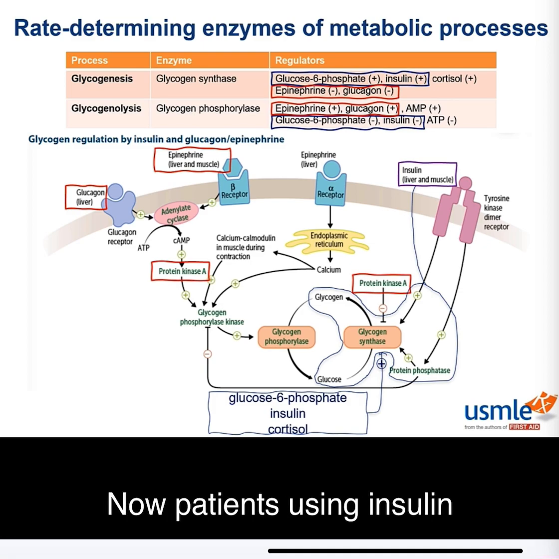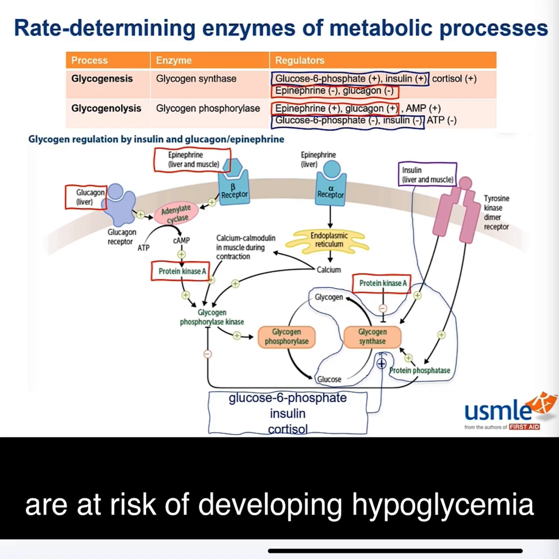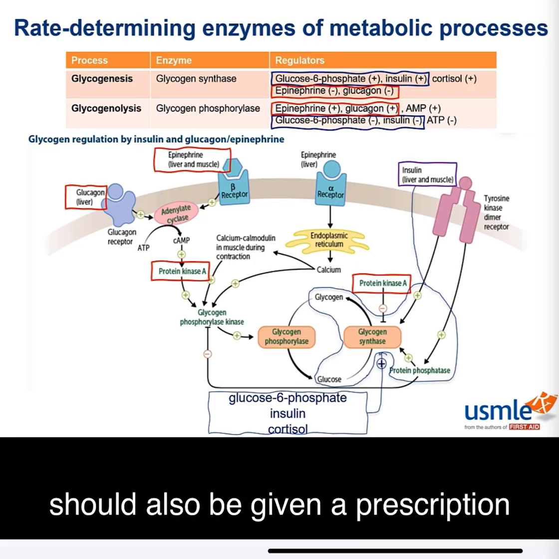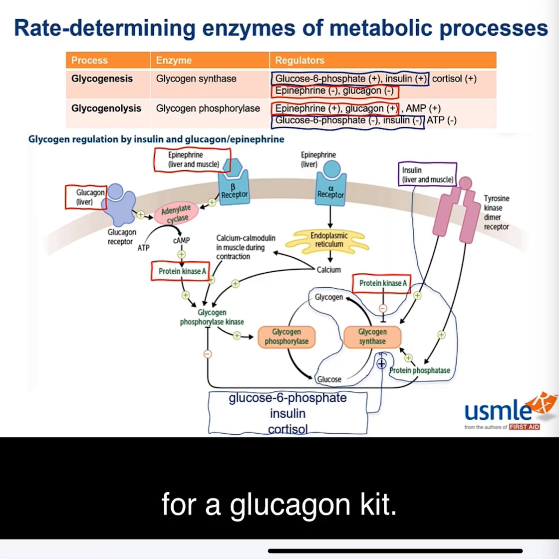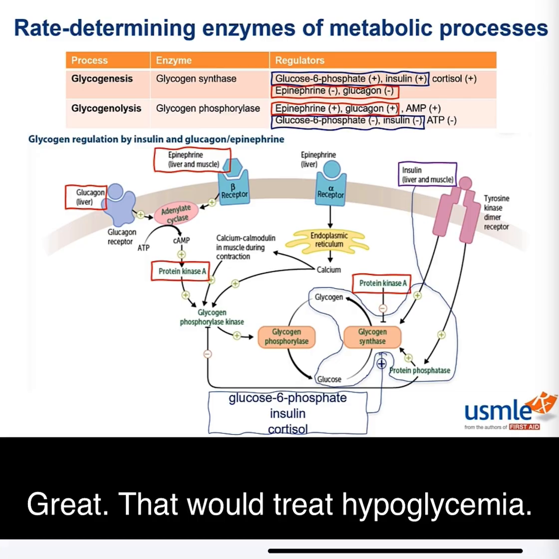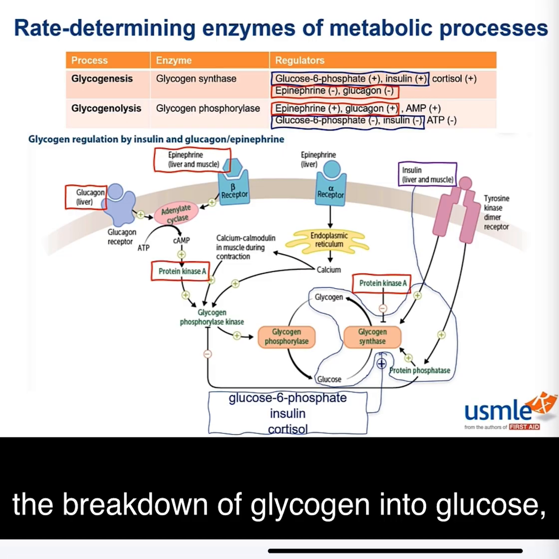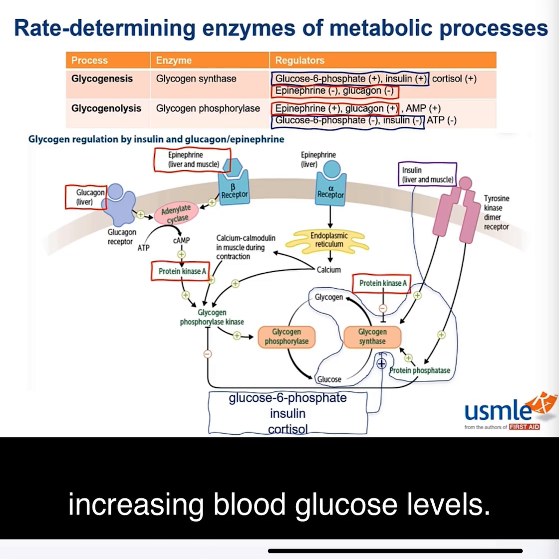Now, patients using insulin are at risk of developing hypoglycemia, and every patient that is given an insulin prescription should also be given a prescription for a glucagon kit. Can you tell me why? Great, that would treat hypoglycemia. Glucagon would stimulate the breakdown of glycogen into glucose, increasing blood glucose levels.